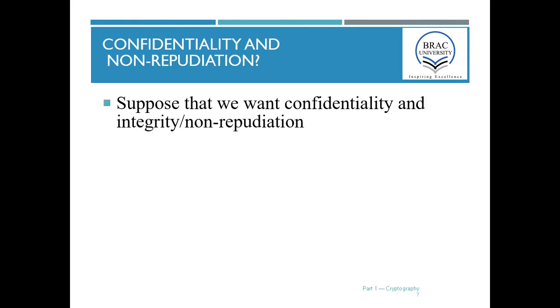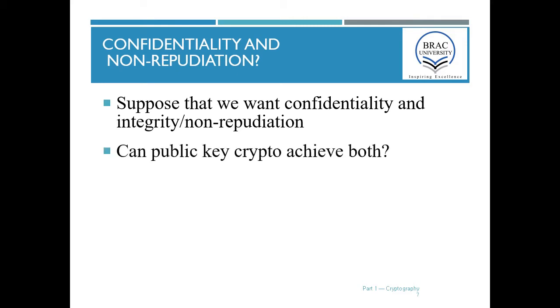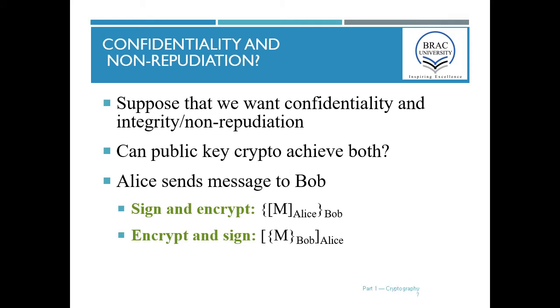So the thing is now, we need to build a system where we need both confidentiality and integrity or non-repudiation. Okay, so can a public key crypto system achieve both? Okay, so how can Alice send a message to Bob?